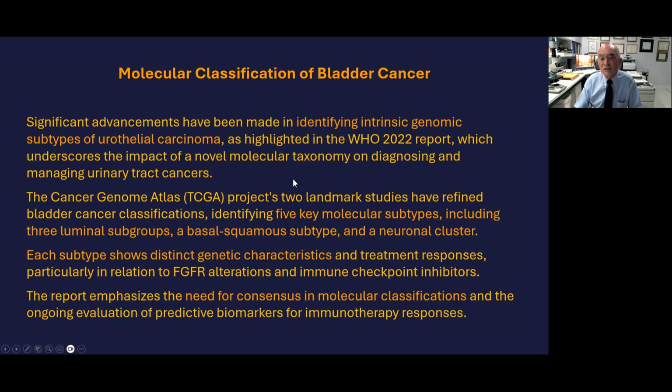The molecular classification is the new baby in the classification. It hasn't been touched in previous classifications, and it's very important because it identifies intrinsic genomic subtypes of urothelial carcinoma. The Cancer Genome Atlas has been able to identify 5 key molecular subtypes, including 3 luminal subgroups, a basal squamous, and the neuronal cluster also. Each subtype has different genetic characteristics, prognosis, and treatment responses. But we still need better consensus in the molecular classification, because it works in some patients but in others not, and it's not as general as we would like.